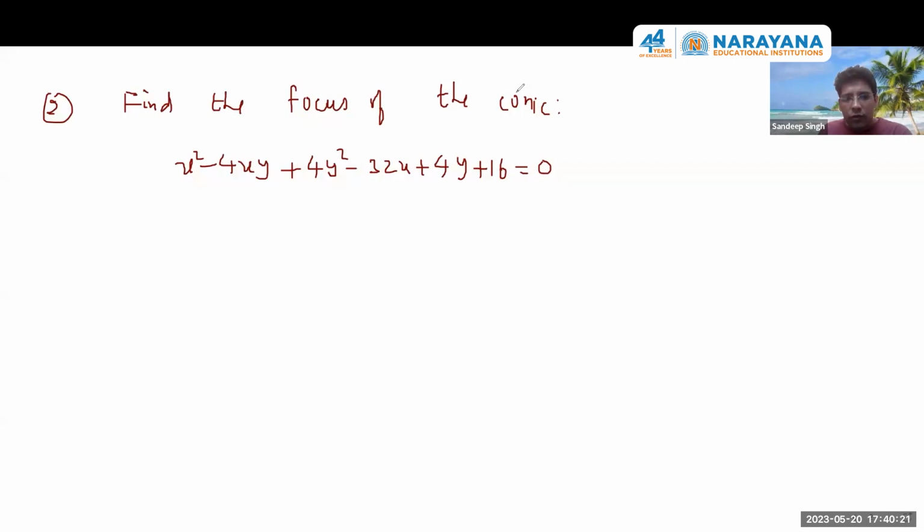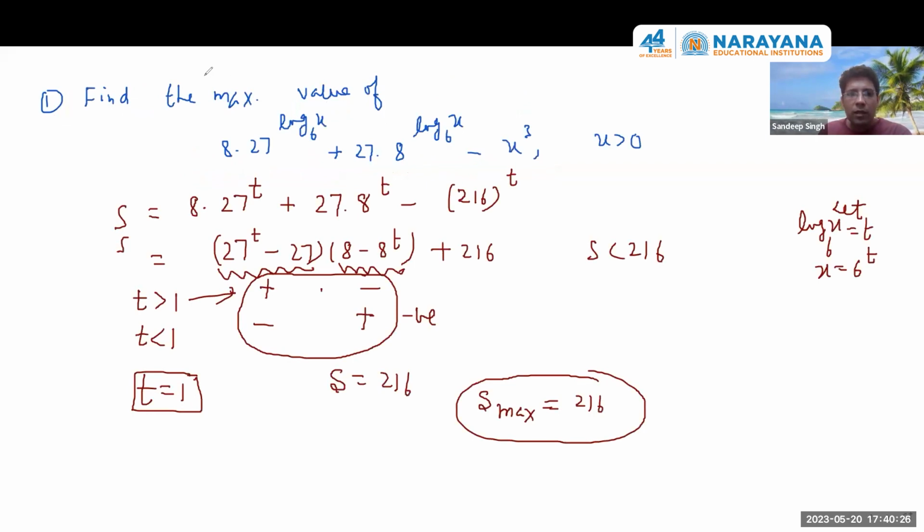Tambat Raj was saying, can we use AM-GM in the previous problem? Actually, AM-GM won't work here, because AM-GM only works when all the quantities are positive. And here there are three variables, two are positive and the third one is also a variable. So you should do it in this manner. Got the point, Tambat Raj?